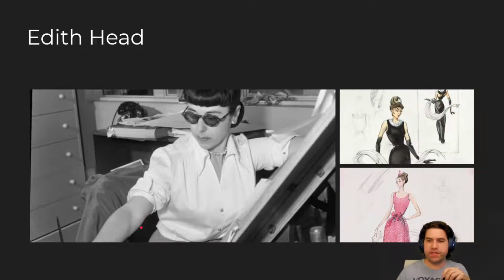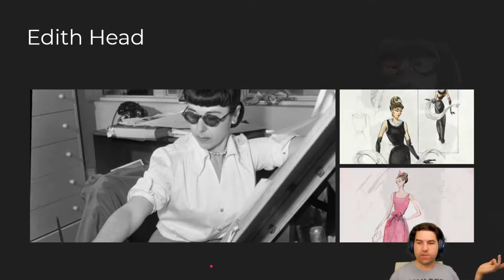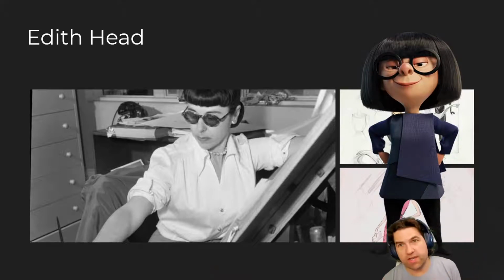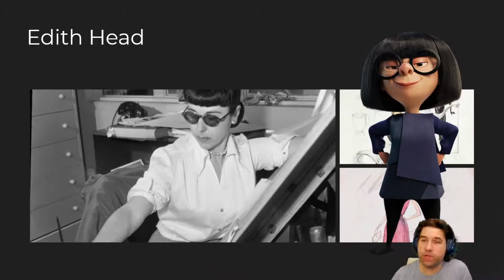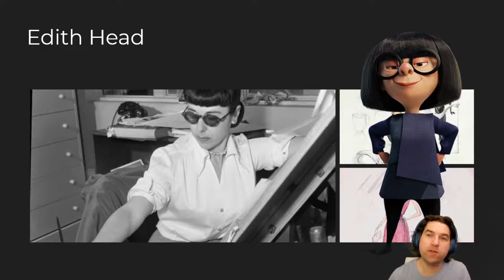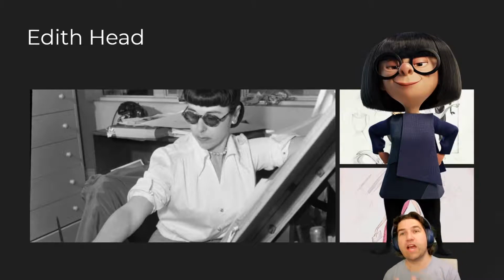Edith Head, who is the basis for the character Edna Mode from The Incredibles, that one right there, was one of the pioneers of this entire field of what we would now call character design costuming. She's immortalized as Edna Mode because she's so essential to the history of designing characters. She was the fashion designer who did a lot of the clothing for Audrey Hepburn in all of her movies, and was one of the first people in Hollywood to really make a career out of designing costumes.